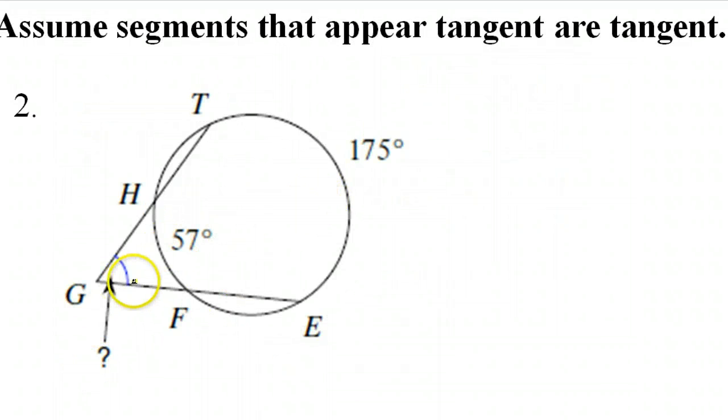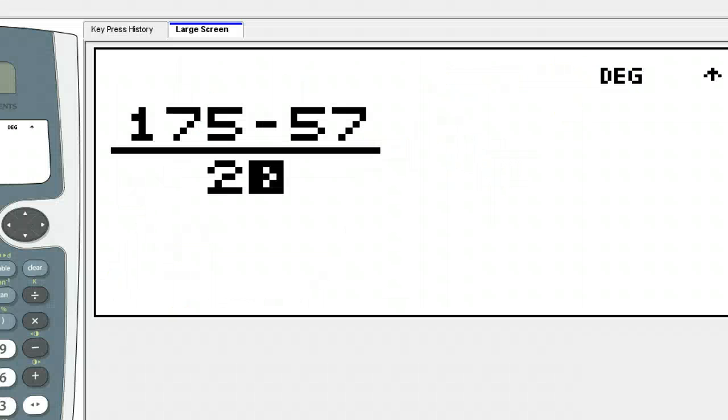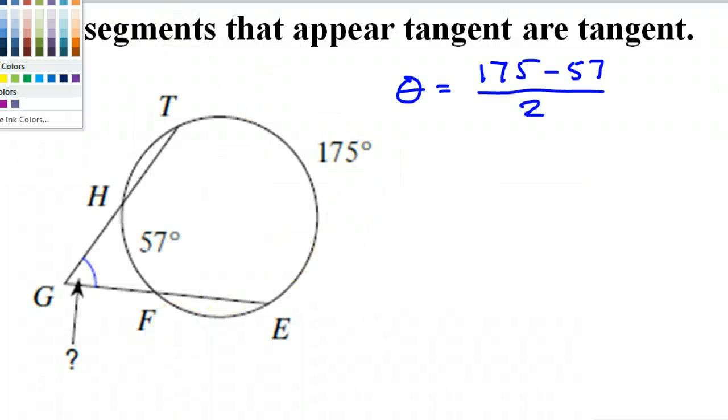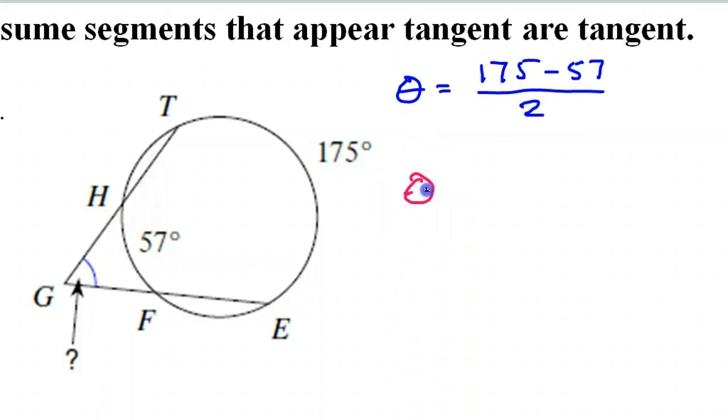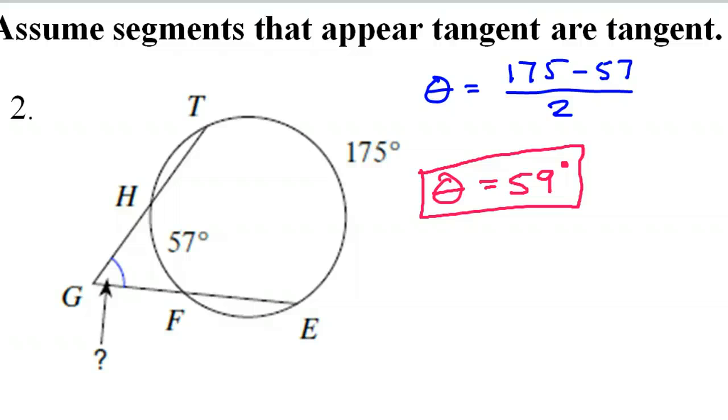Number 2, same thing. So, angle is equal to the big arc minus the small arc divided by 2. That's 59. So that is the answer to number 2.